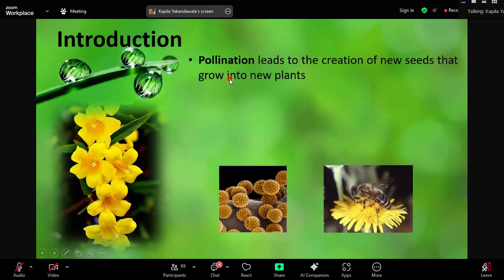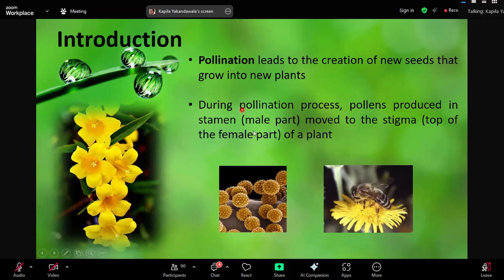So when a flower is mature and when it is pollinated, it will lead to the fertilization and development of seeds. In the pollination process, these plants produce pollen. The male part produces pollen. Then these pollens will move to the stigma of a flower. That is called pollination. This can happen naturally or by an agent like wind, water, or in most cases by an insect.